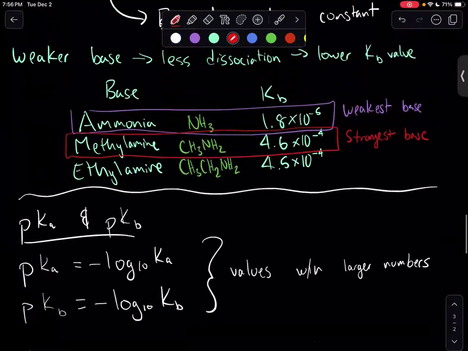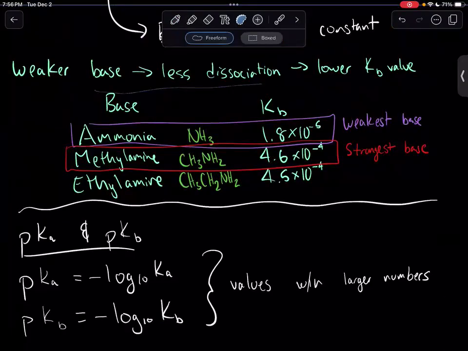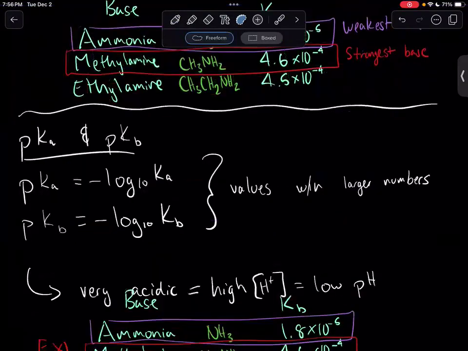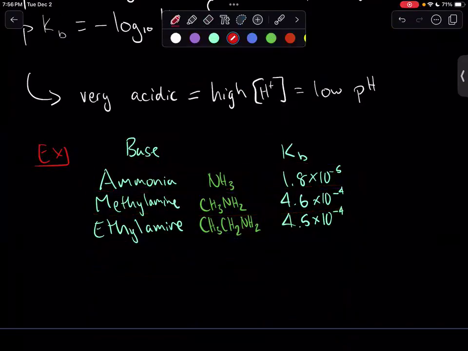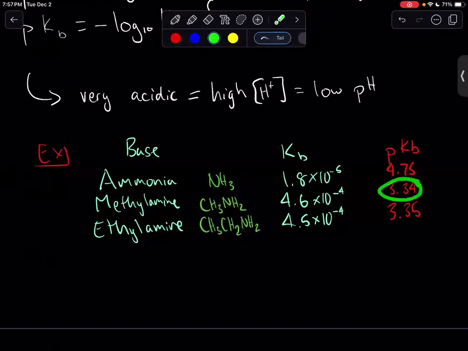And what I'm actually going to do is take our bases back. So I'm going to cheat here for my notes. But if I look at my bases and I create a new column called pKb, what I will find is that my pKb for ammonia is 4.75. My pKb for methylamine is 3.34 and 3.35 for ethylamine. For these values, I noticed that the stronger the base, the lower the pKb.